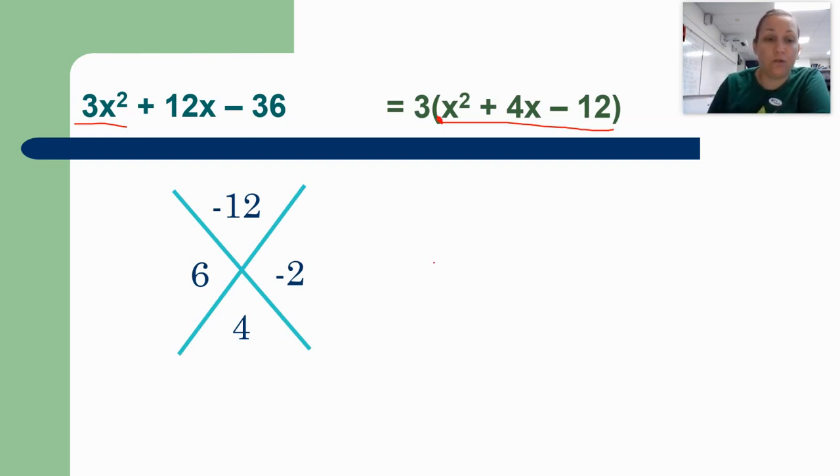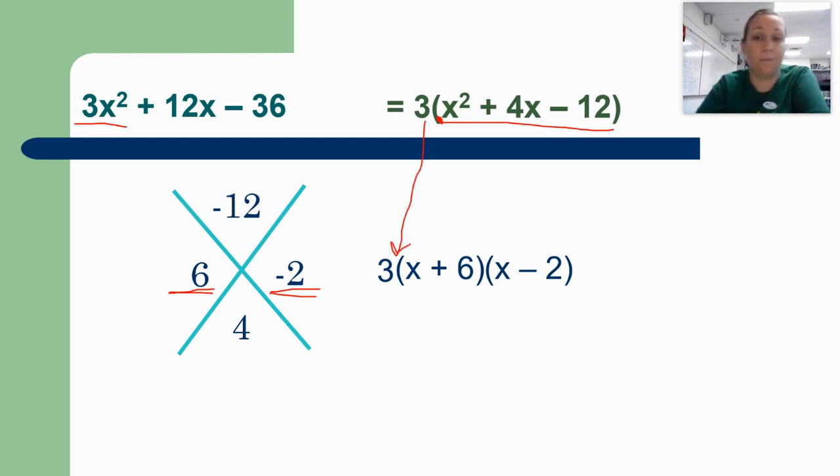And basically what you do is each number on the side of the x gets its own parentheses with an x in front of it. And so for my final answer, I'm going to have an x plus 6, right, from this side, and an x minus 2 from this side. And I don't want to forget, I need to keep my GCF as part of my answer, so I'm going to keep that number 3 in the very front of the problem. So don't forget your GCF all the way up in the front.